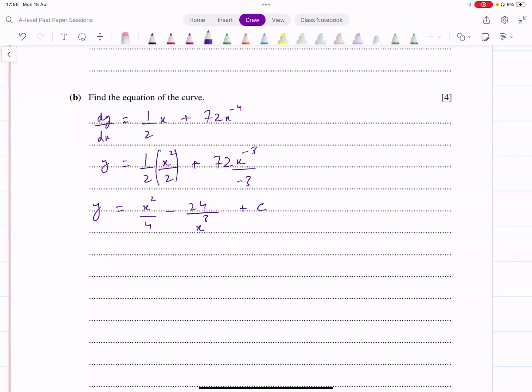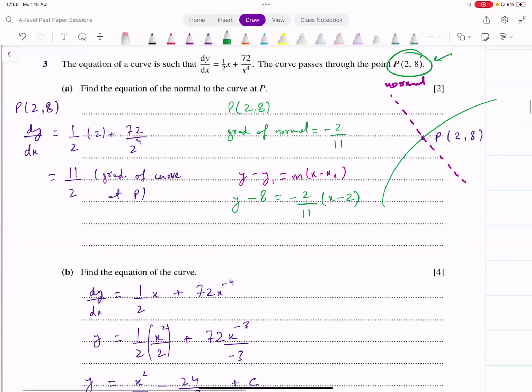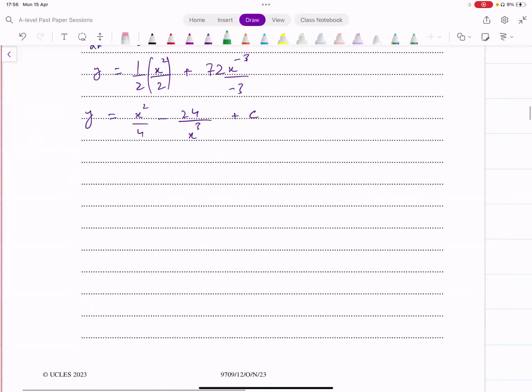And now you need to find the value of the c somehow. How do you do that? You know that this point P lies on the curve. You just input this point P there, find the value of c, and that is going to give you the equation of the curve. Okay, let's input this point there and see what that gives you.